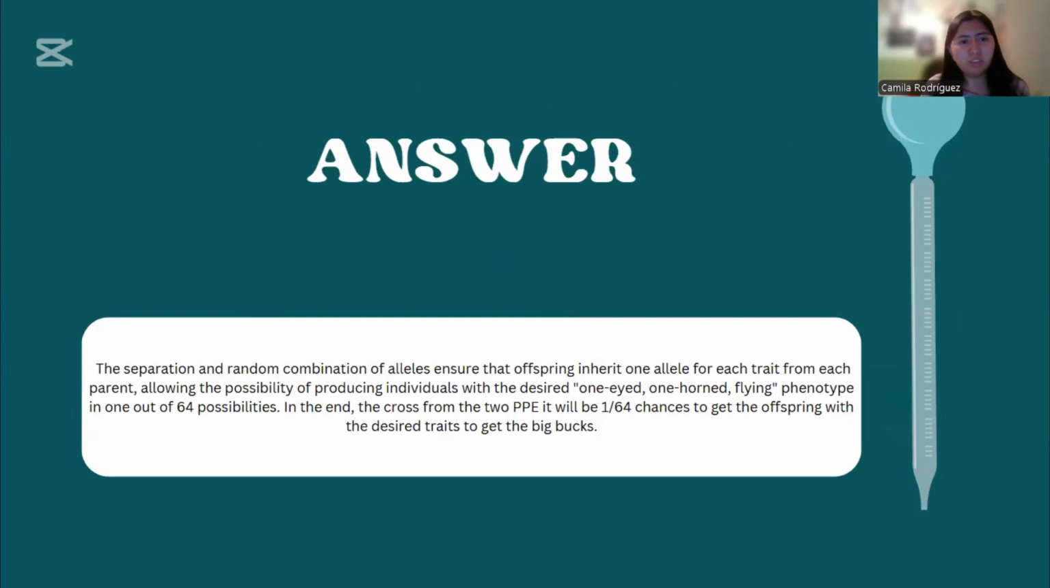The separation and random combination of alleles ensure that offspring inherit one allele for each trait from the parent, allowing the possibility of producing individuals with the desired one-eyed, one-horned, and flying phenotype in 1 out of 64 possibilities. In the end, the cross from the two purple people eaters will be 1 over 64 chances to get the offspring with the desired traits to get the big box.